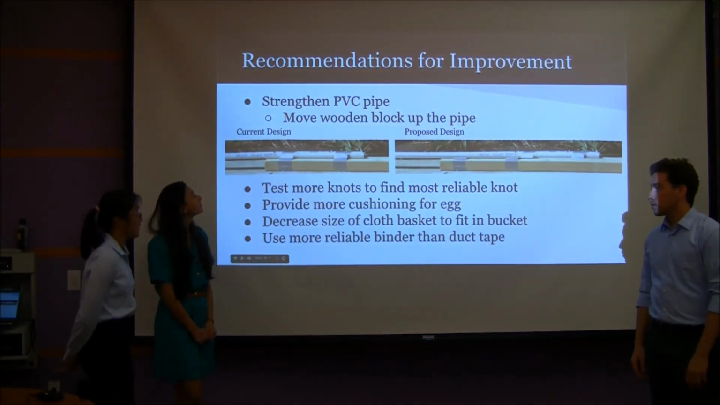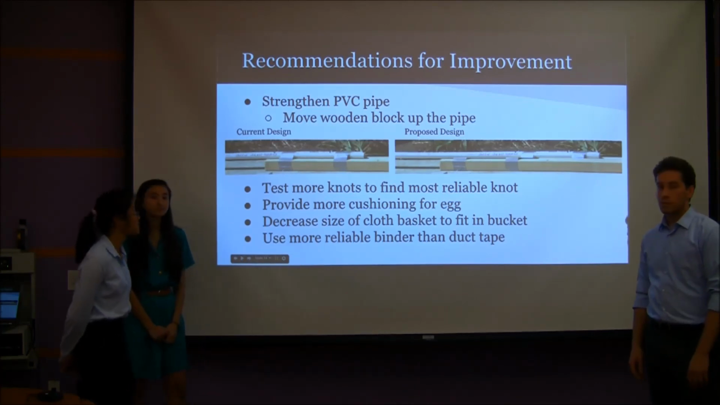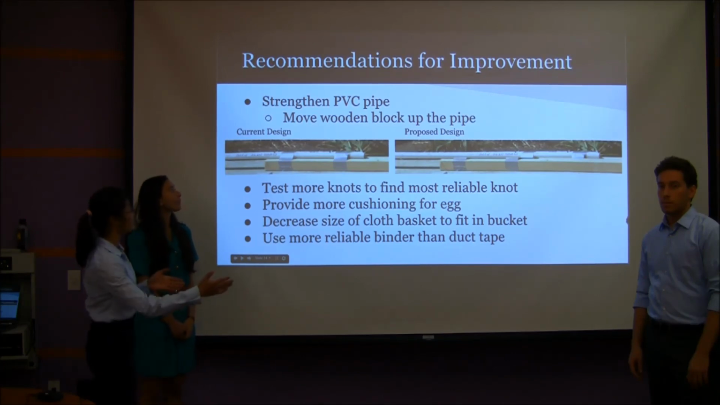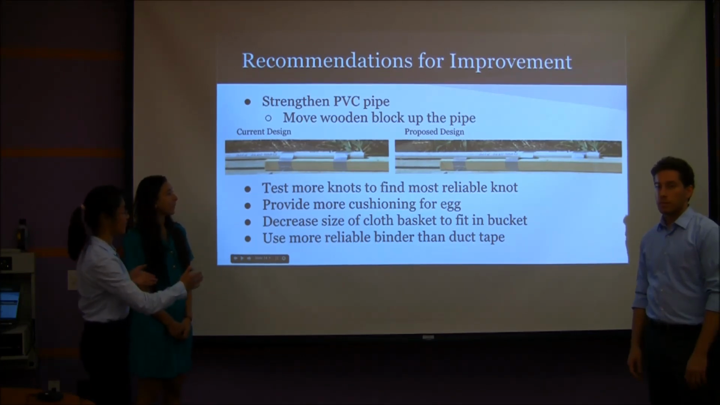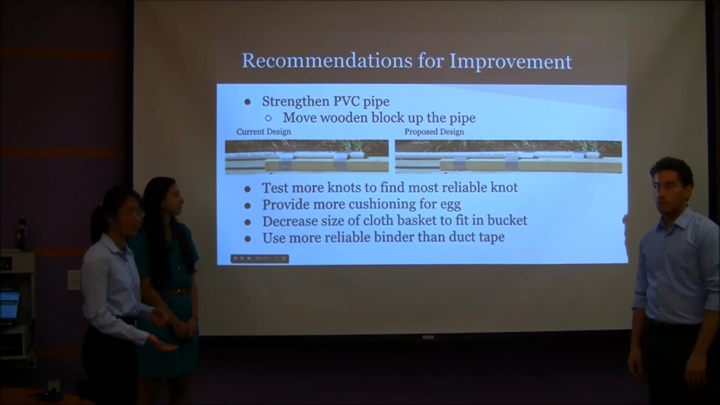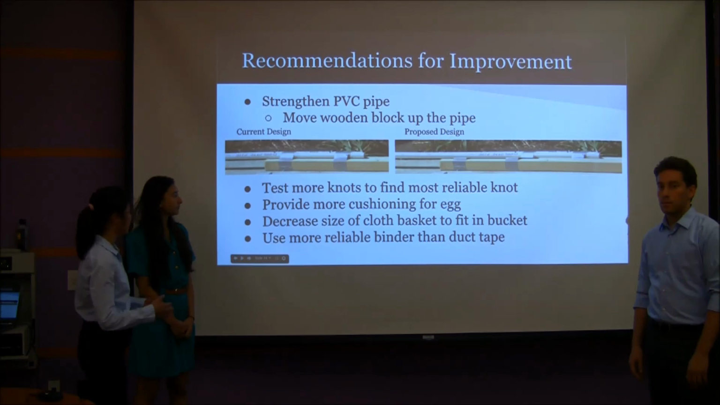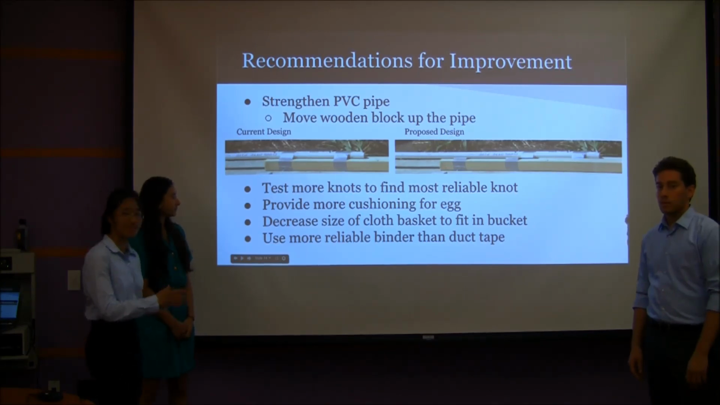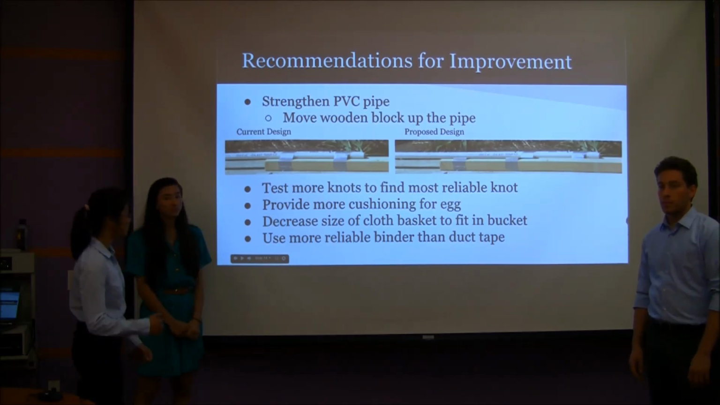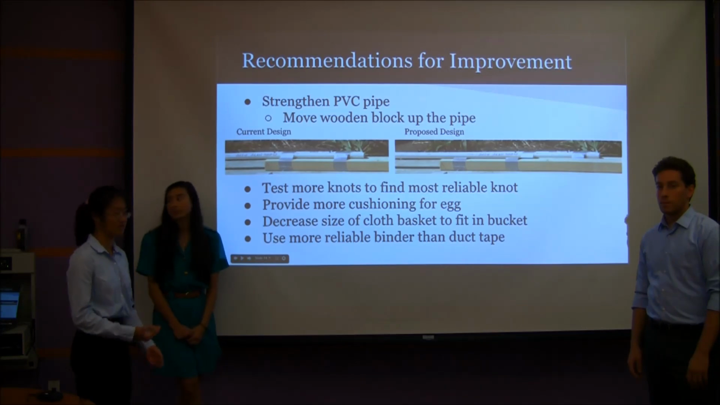We have some recommendations for further improvements. First, we can further strengthen the PVC pipe by moving the wooden block further up the pipe, which would add more stability. Secondly, we can test more knots to find an even more reliable knot. And finally, we can add more cushioning for the egg, make the cloth basket smaller so that it could fit inside the bucket, and use some more reliable binding material other than duct tape.